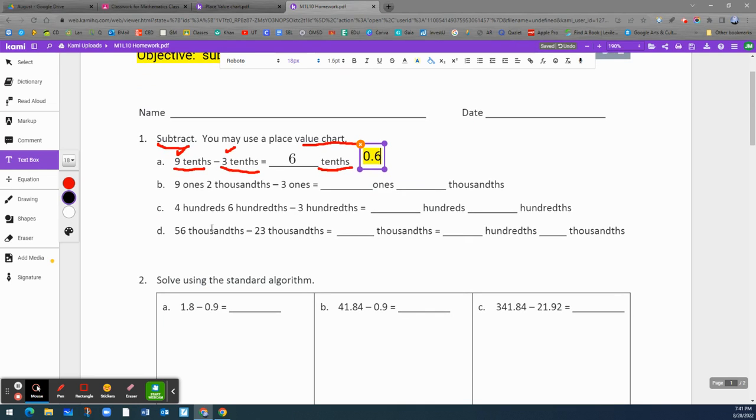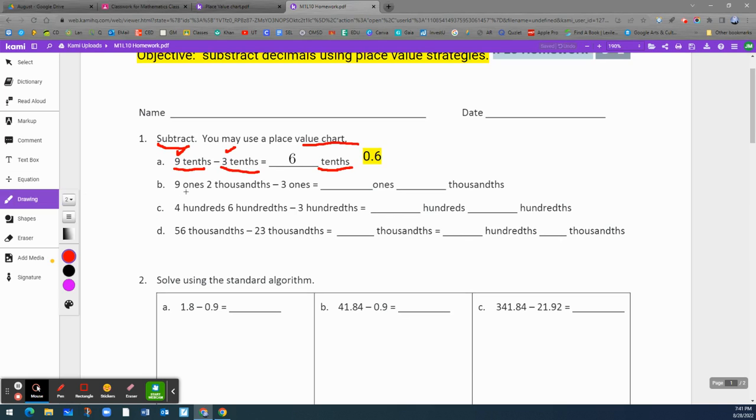All right, let's do another one, one that is a little more challenging. For example, let's look at this. This one has two different units. These are the ones units, and these are the thousandths units. And here's the subtraction symbol. So we're going to take away 3 ones from 9 ones. In this case, the subtraction is straightforward, but if you want to see it on the place value chart, you will copy this on the place value chart.